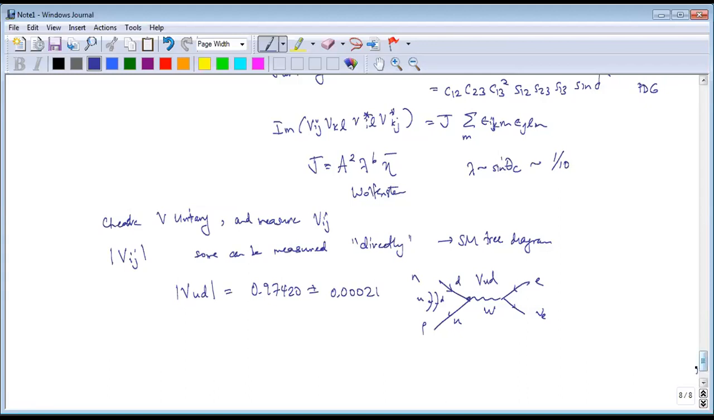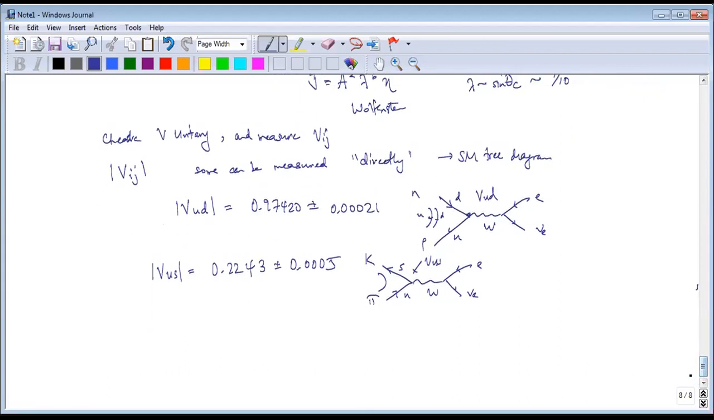One can do similar kinds of things with other mesons for V_us. This is related to lambda, 0.2243 plus or minus 0.0005. And here, for example, a nice diagram for that. I probably won't do this for all of them. Again, a W, e and nu. So here's a K going to a pi, and here's the V_us. There are a number of these other entries, for example V_cd. You can do the same kinds of things involving D mesons.